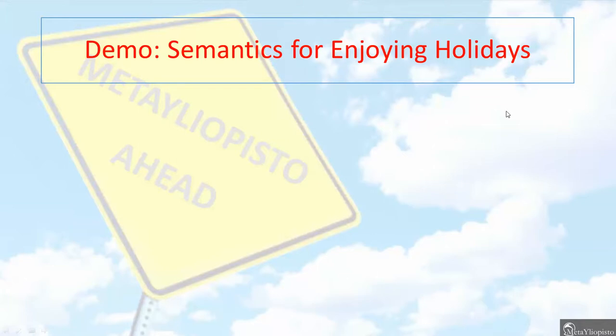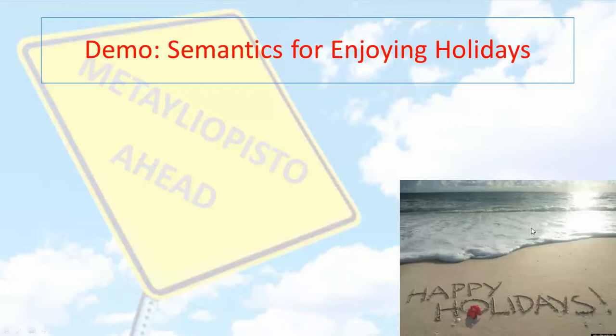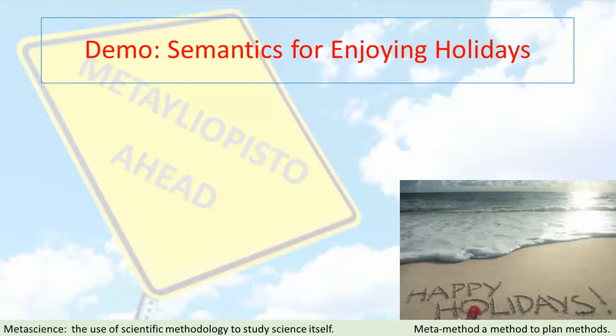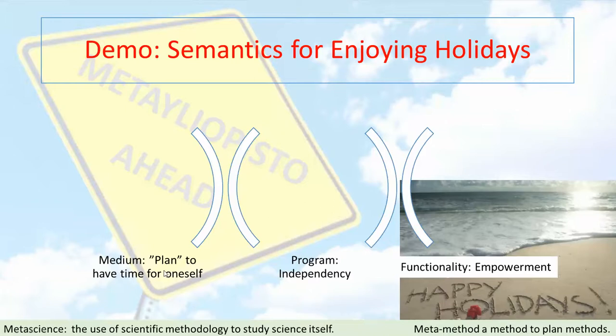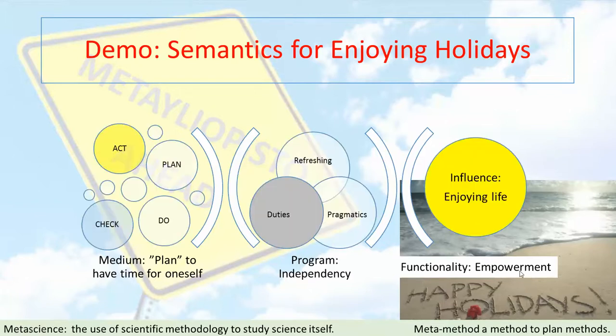Holiday is the demonstration for the semantics here. It's easy to understand. We have here sea and very beautiful scenery and the beach and flowers. And we will create a meta method. It is a method to plan methods here. And the meta method is here, it contains a medium. It's a plan to have some time for oneself for a holiday plan. And then we have here a program. The program is independency. In the holiday you should be independent of all annoying things, only funny and very essential things for a neighborhood. And then functionality is empowerment, enjoying life, to load batteries. It's a definition for a holiday as a semantic model.